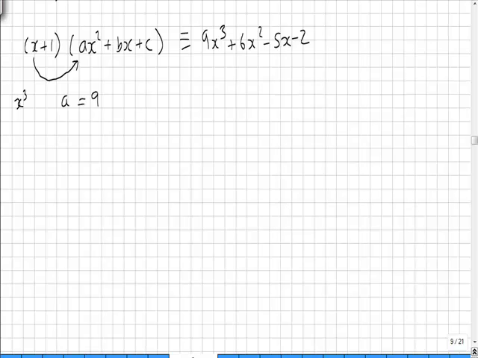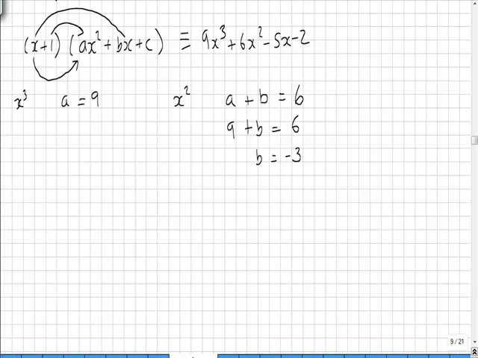If we were then to look at our x squared terms, well, we can make x squared two ways on the left hand side. We have 1 times ax squared, which would give us ax squared, but also x times bx would raise a squared term. So that would give us bx squared, so the coefficient there would be b. On the right hand side, we can see that there's only one x squared term that has a coefficient of 6. So I know that a plus b must equal 6. I now know that a is 9. So 9 plus b is equal to 6. So b must equal minus 3.